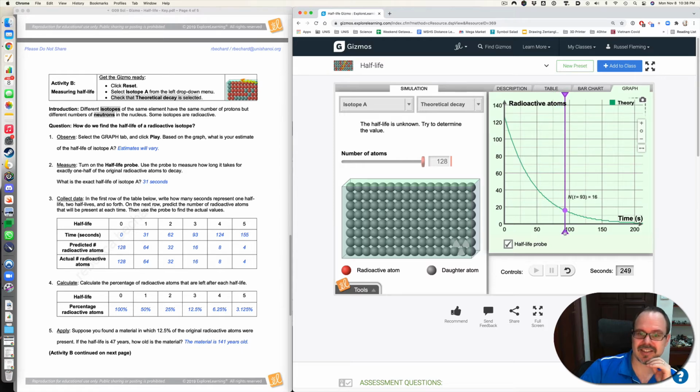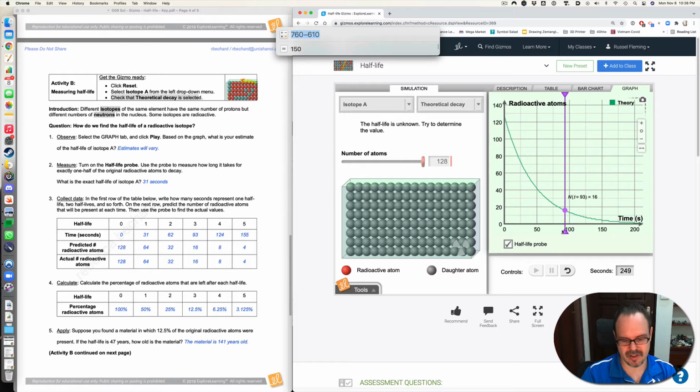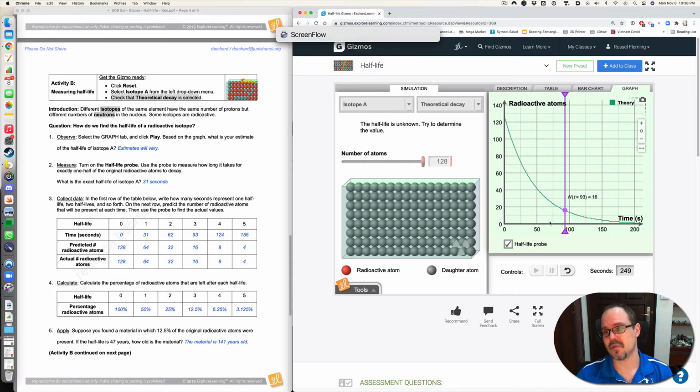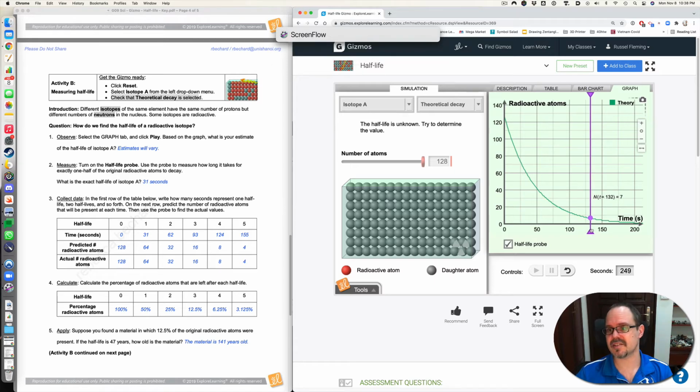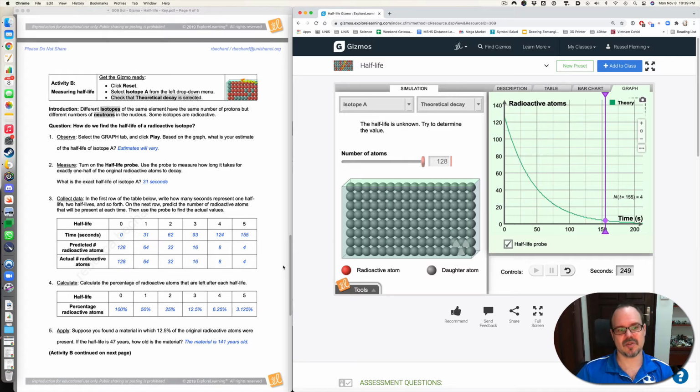And I get 16. And then we go to 4 half-lives, which is, in the calculator, 31 seconds times 4 is 124 seconds. I know it's on the paper, but I was going to model this for you. So I need to go 124 seconds. And I get 8. And then times 5 is 155 seconds. That's 5 half-lives. And we get 4. So that's what we predict, and that's what we measure. Good.